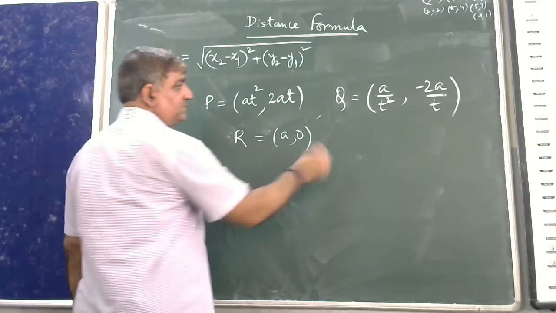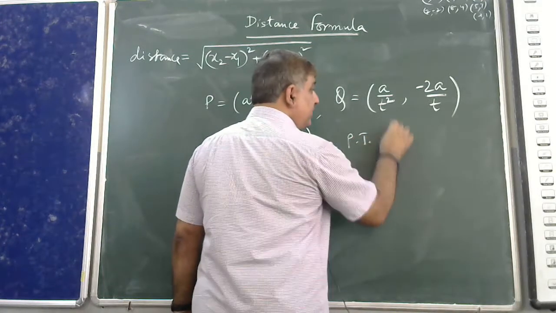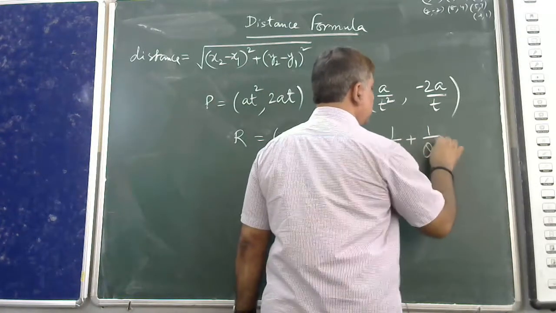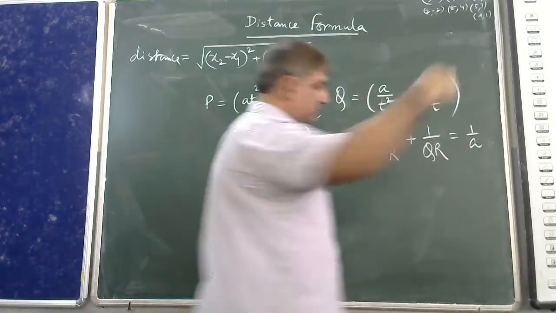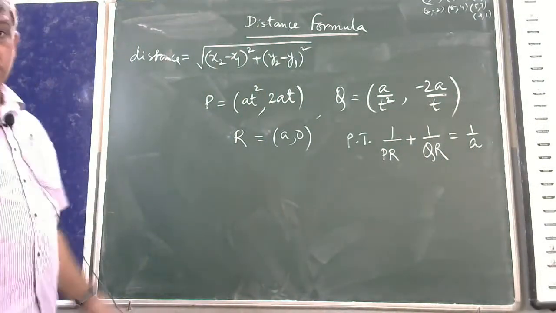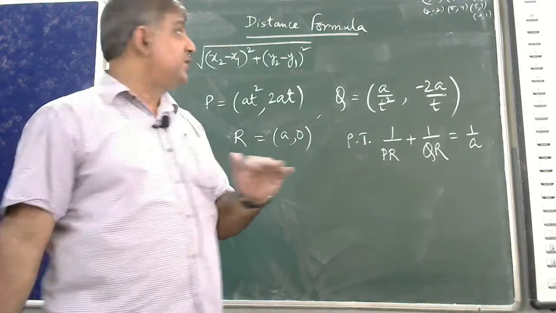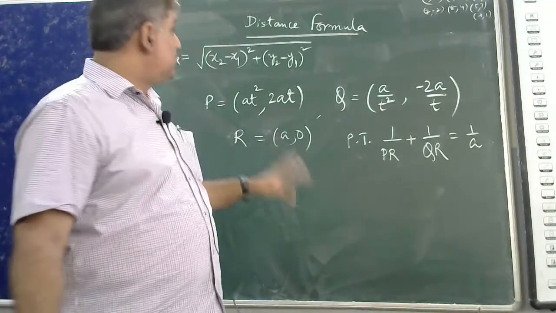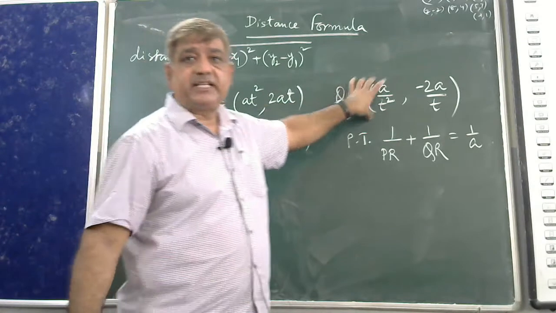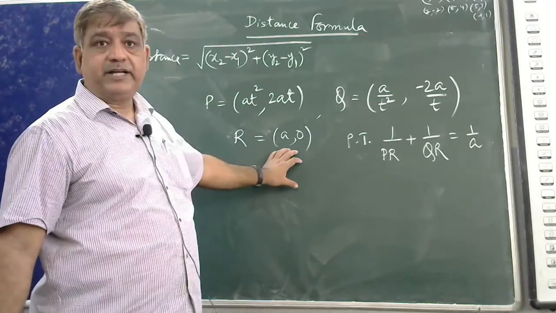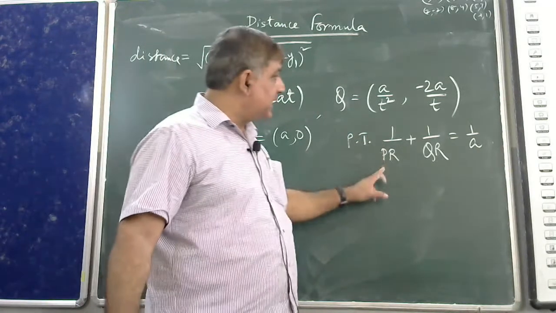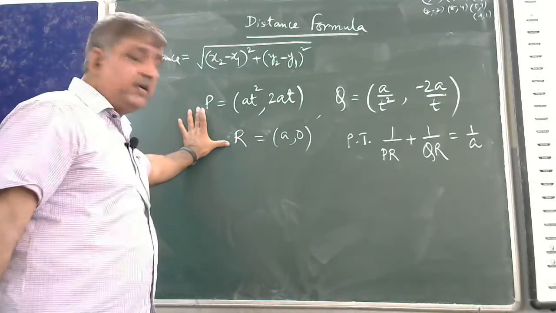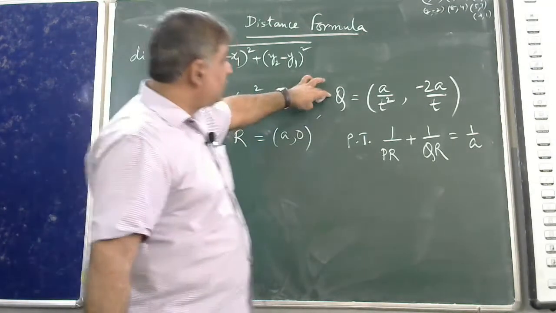Prove that 1 by PR plus 1 by QR is equal to 1 by a. See, just you have to solve in class 11 the problems which are of class 11, which are frequently asked in this chapter. So, P is one point, Q is another point, and R is the third point. Now, what we have to prove? 1 by PR plus 1 by QR is equal to 1 by a. Now, you see here, PR means distance between P and R, QR means distance between Q and R.